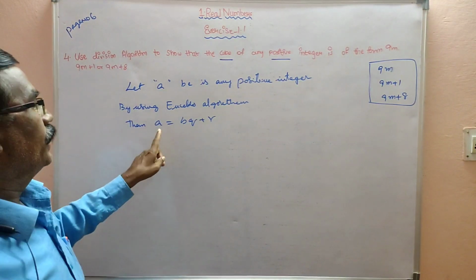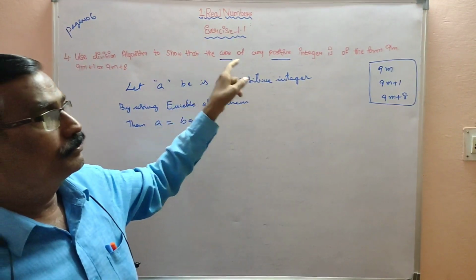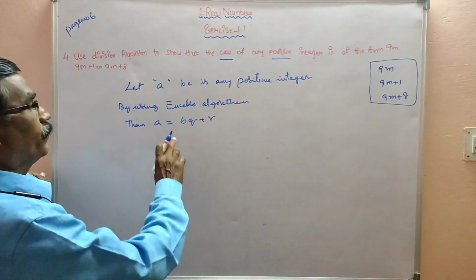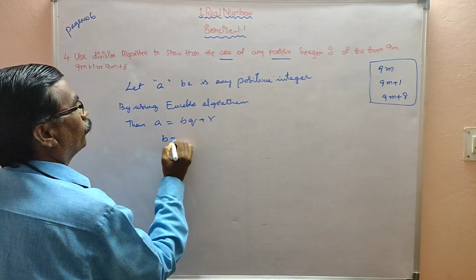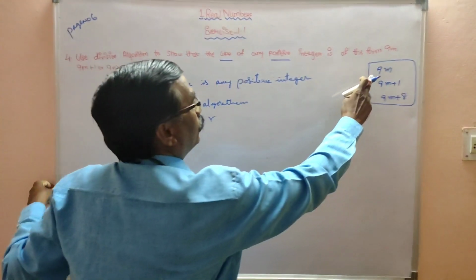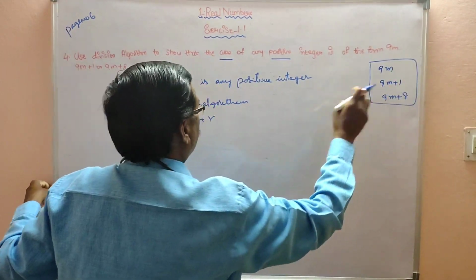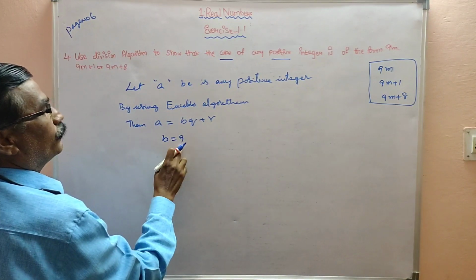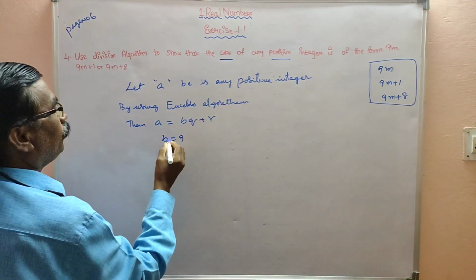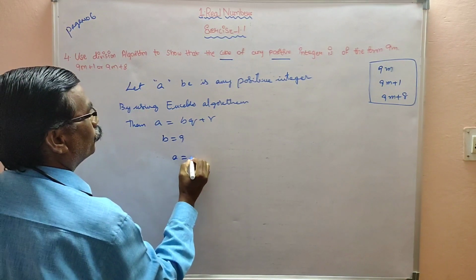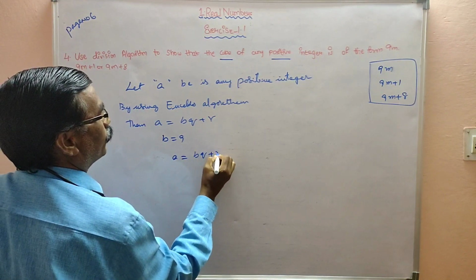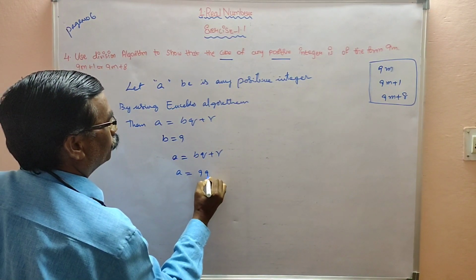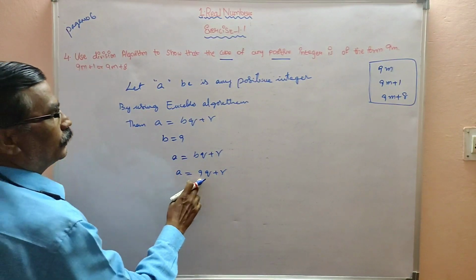See, in a equal to bq plus r, by using the algorithm theorem, comparing to the conditions 9m, 9m plus 1, 9m plus 8, what will b be? b equal to 9 will come. So we can take b equal to 9. Now substituting the b value, a equal to 9q plus r.